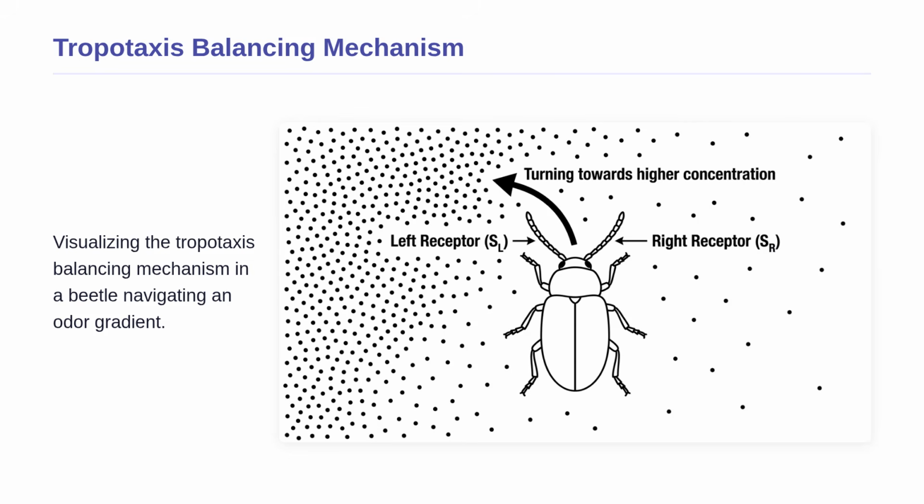concentration area. The curved arrow shows the beetle turning towards the left, actively correcting its path. As long as both receptors function properly, the beetle will keep adjusting until the concentration is equal on both sides, allowing it to walk in a smooth, straight path toward the source.